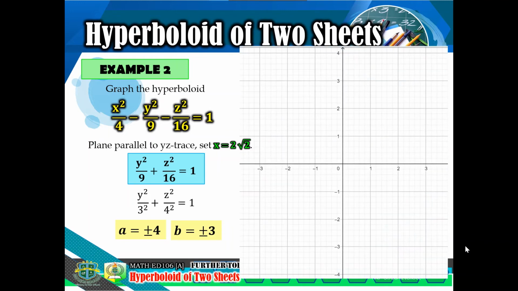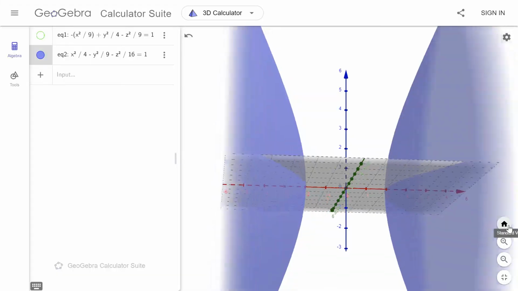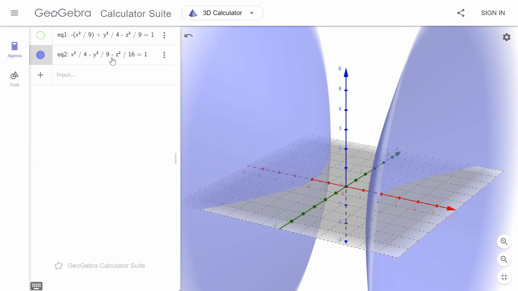So we can have the graph. This is our y-axis and the z-axis. Again, we first trace our A. So here is -4 and +4 along the z-axis, and -3 and +3 along the y-axis. Now we can draw our ellipse here, and this is how the ellipse looks like. This is how the graph of the hyperboloid x squared over 4 minus y squared over 9 minus z squared over 16 is equal to 1 would look like.